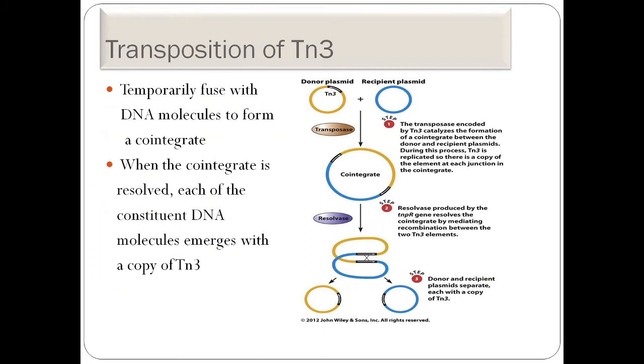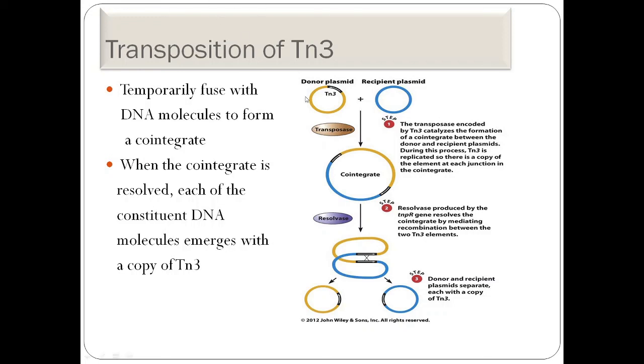Now we are going to see the transposition of Tn3. It temporarily fuses two DNA molecules to form a cointegrate. When the cointegrate is resolved, each of the constituent DNA molecules emerges with a copy of Tn3. So in short, a donor plasmid is present and a recipient plasmid is present. The donor plasmid has Tn3. Now, as we said for the replicative transposon, the gene will be replicated and then inserted into another site. So now the recipient plasmid wants Tn3.